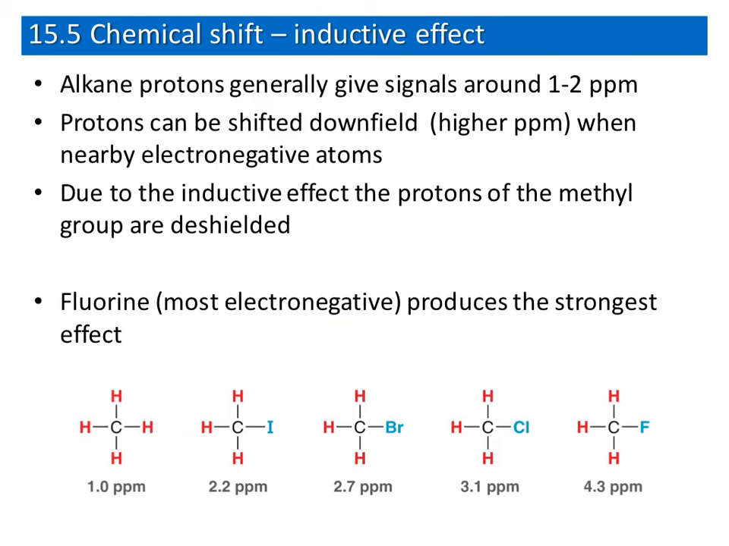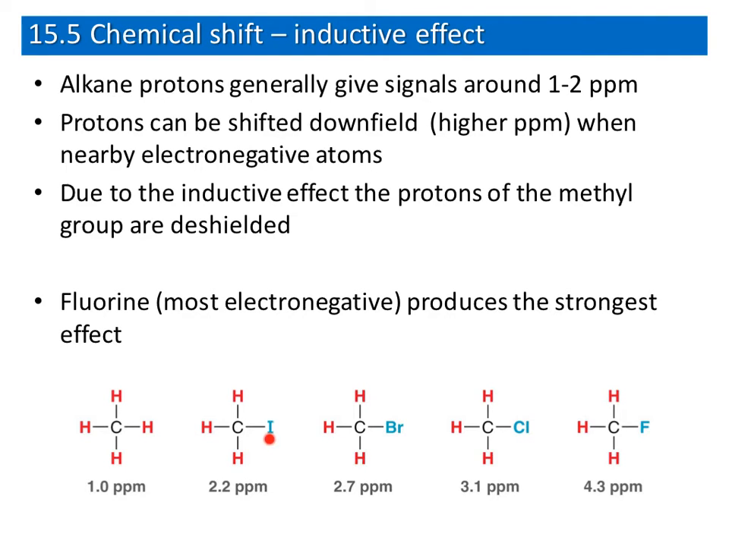So alkane protons generally give signals around 1 to 2 ppm. Now if we replace one of the protons in alkane with an electronegative atom such as halogens or nitrogen or oxygen, the chemical shift for these protons will be shifted downfield, or to the higher ppm. You can even compare the values here. The reason for it is the inductive effect of these electronegative atoms.